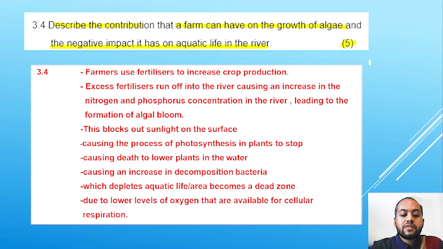Lastly, due to low levels of oxygen that are available for cellular respiration. So that is basically why the aquatic life is going to be depleted. The area becomes a dead zone because there are no longer levels of oxygen for cellular respiration to take place.